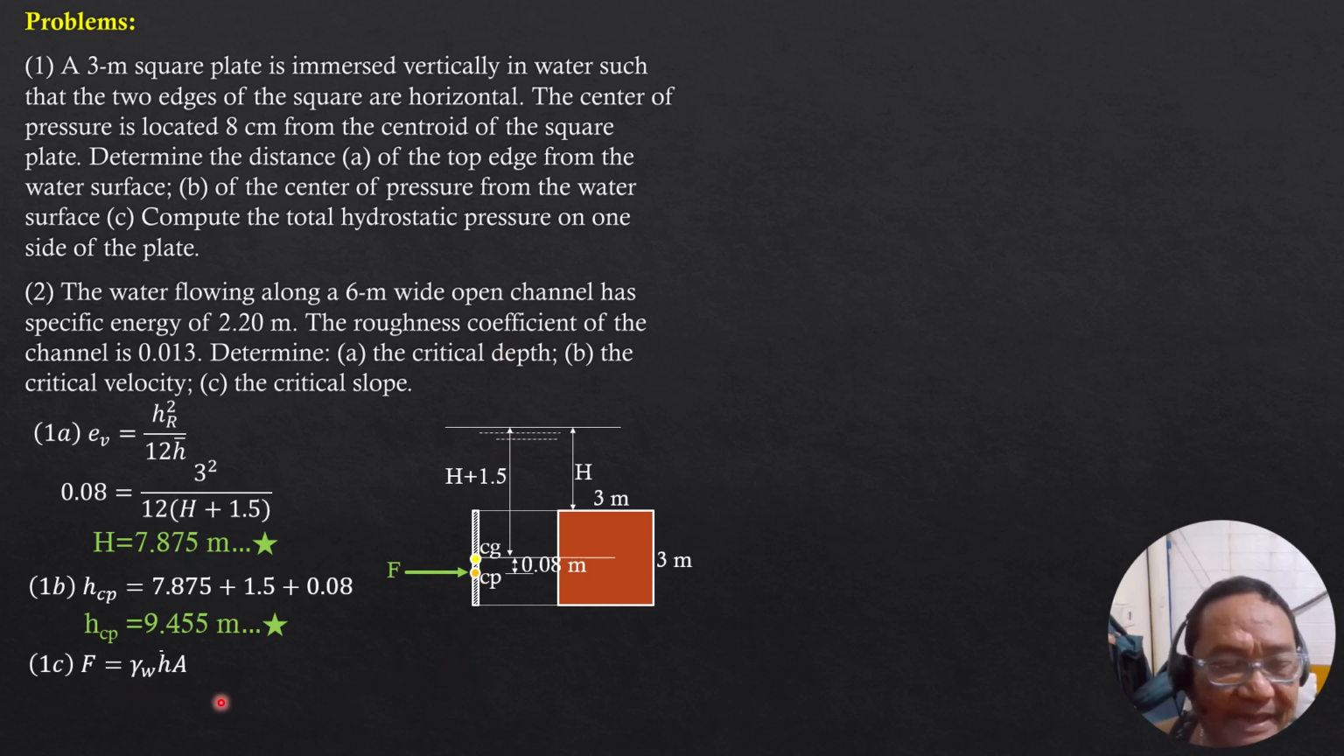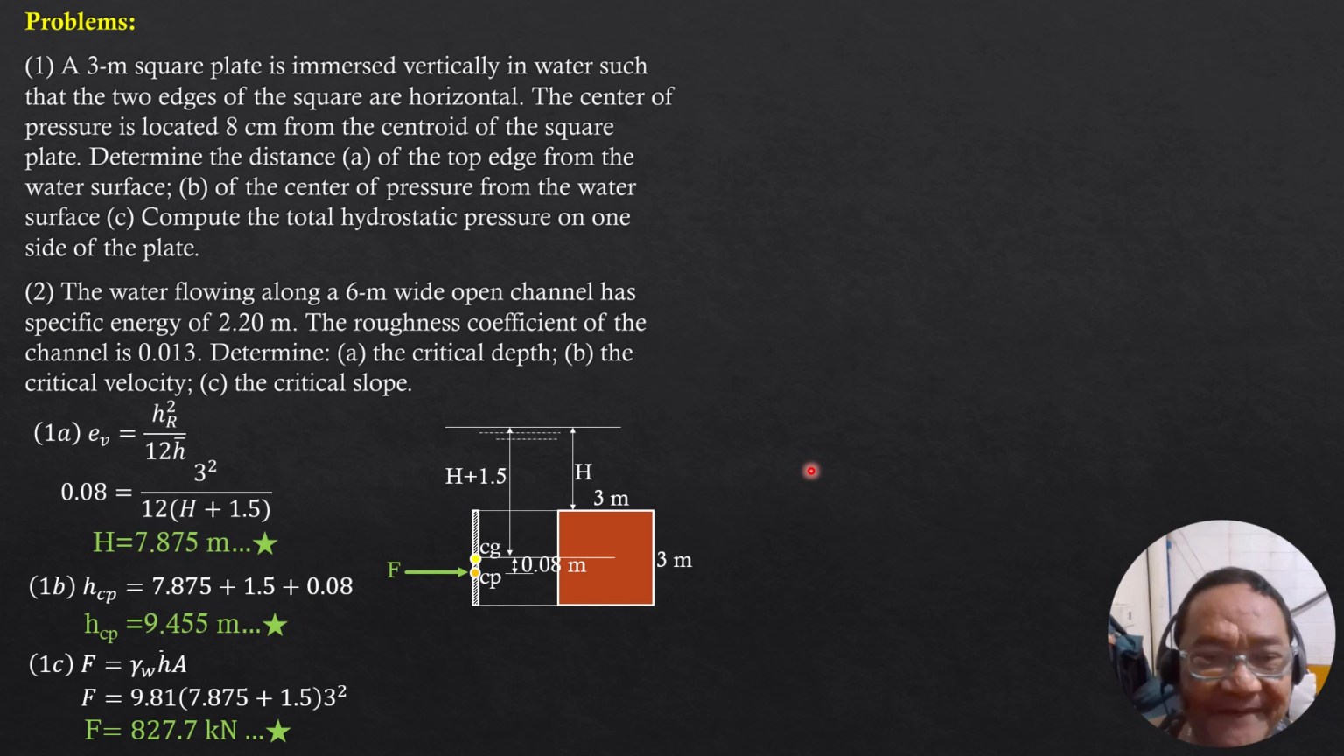So gamma water times h-bar times area. Gamma water is 9.81, h-bar is the quantity 7.875 plus 1.5, and the area is 3 squared. So 9.81 times (7.875 plus 1.5) times 3 squared. So F, the total hydrostatic force, is 827.7 kilonewtons.